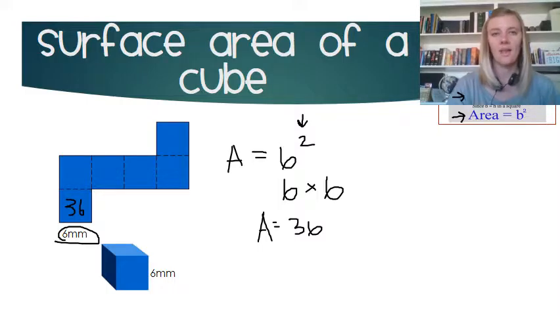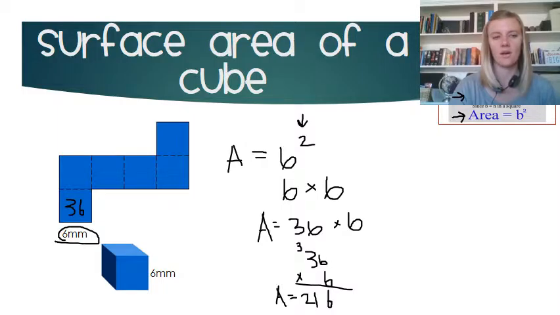Now I know that every single side of a cube is going to be the same, and there are 6 faces. I know that about cubes. So I'm going to take that 36 and I'm going to multiply it by the 6 faces that we have. So 36 times 6. Let's solve that. 6 times 6 is 36. 3 times 6 is 18. Plus 3 is 21. So the total surface area of my shape would be 216 millimeters squared. Did you get it correct? I hope so. If you need to, you can go back and rewatch that again.